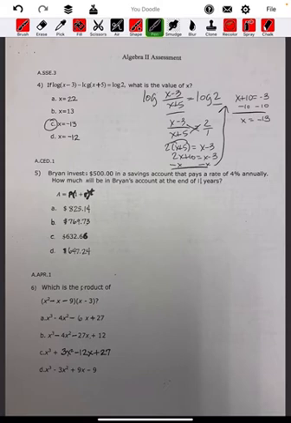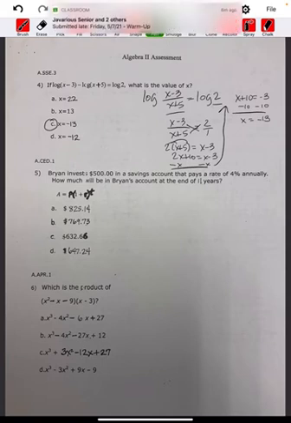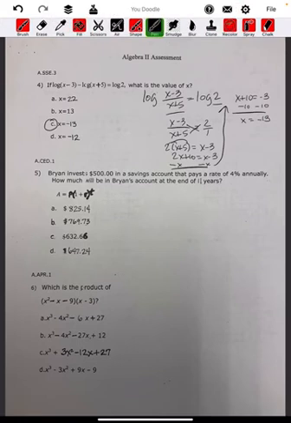Number 5, it says Brian invests $500 in a savings account that pays at a rate of 4% annually. How much will be in Brian's account at the end of 11 years? So you're given the formula A equals P times 1 plus R to the T power. And so our P is our $500. Our R is going to be 4%. But remember, we have to change 4% to a decimal by moving it 2 spaces to the left, and it's going to become 0.04. And then our T is 11.